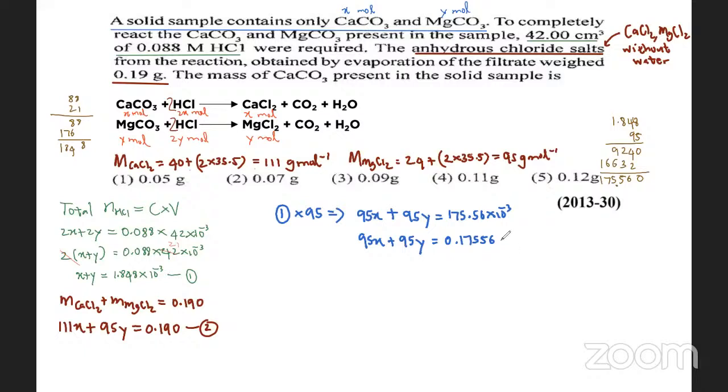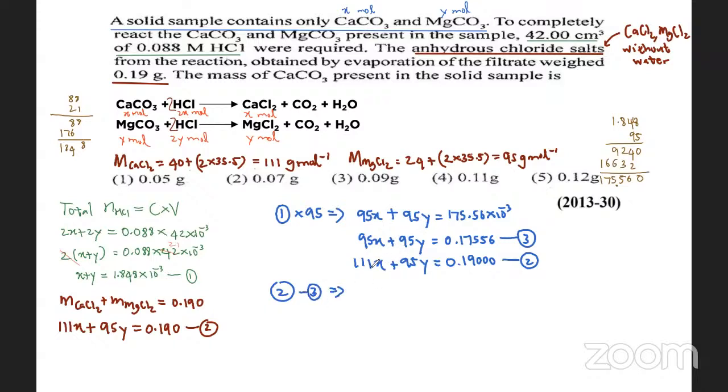This is the third equation. Okay, and I'll write the second equation here once again. 111x plus 95y equals 0.19000. This is the second equation once again. So to get rid of y, what should I do? Tell me, look. To get rid of y, I have to subtract the third equation from the second one. Second minus third, yes.